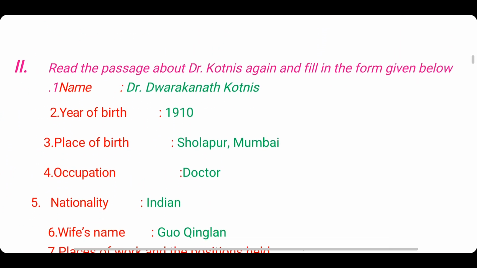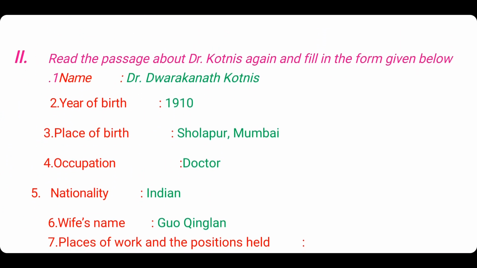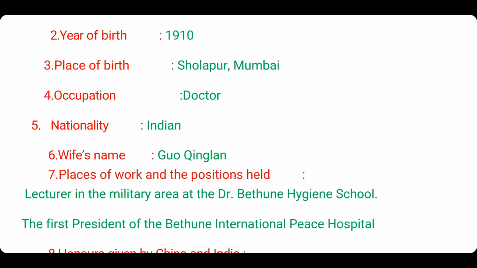On to the second bit. Read the passage about Dr. Cortness again and fill in the form given below. Name: Dr. Dwarakanath Cortness. Year of birth: 1910. Place of birth: Sholapur, Mumbai. Occupation: doctor. Nationality: Indian. Wife's name: Guo Qinglan.